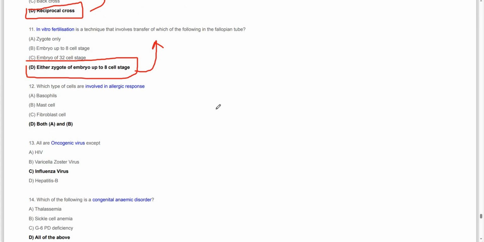Which type of cells are involved in the allergic response? Both A and B: mast cells and basophils.